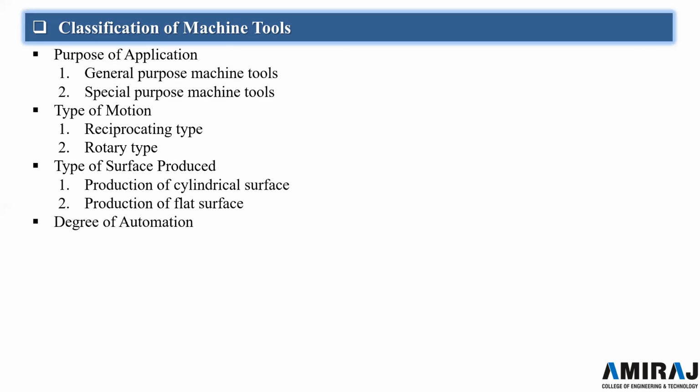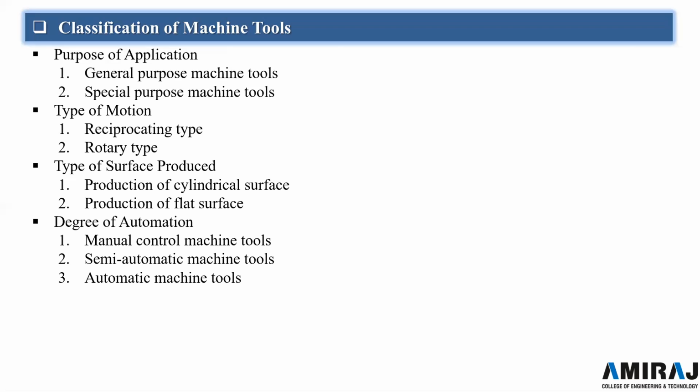Another is degree of automation, in which there are manual control machine tools, semi-automatic machine tools, and automatic machine tools. Now, lathe machines are usually manual control machine tools. Then there are drilling, milling, shaper, planer. Automation is also there, but they are usually manually controlled machine tools.